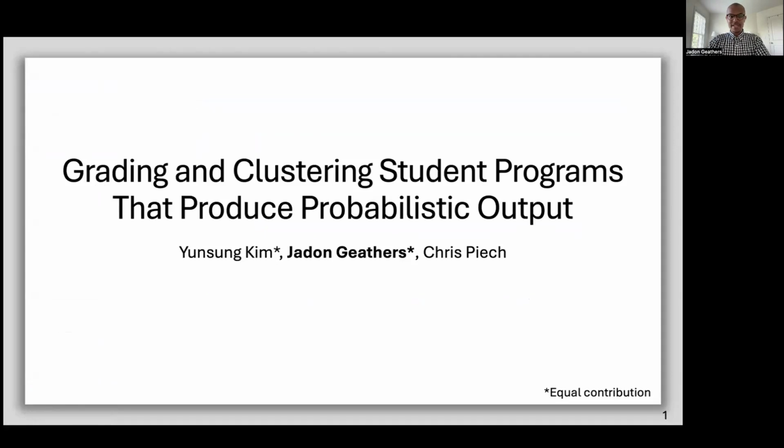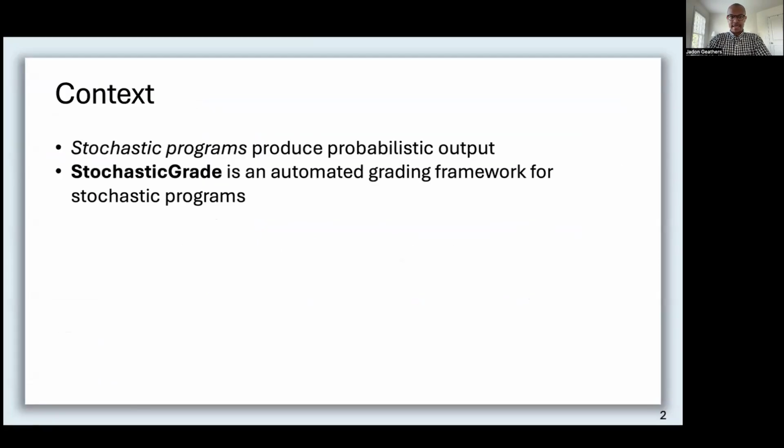Hi, my name is Jaden Gethers, and today I'll be presenting our work on stochastic grade, a system for grading and clustering student programs that produce probabilistic output. For a bit more context as to what this title means, we will refer to programs that produce probabilistic output as stochastic programs, and thus our automated grading framework for evaluating stochastic programs is aptly named stochastic grade.